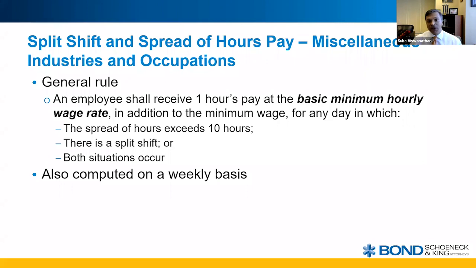A couple of other types of hidden pay entitlements are split shift and spread of hours pay. Under the miscellaneous industries and occupations wage order, an employee is entitled to get 1 hour of pay at the basic minimum hourly wage rate in addition to the minimum wage for any day in which the spread of hours exceeds 10, there's a split shift, or both situations occur. And this is also computed on a weekly basis. So again, the higher above minimum wage the employee's regular rate is, the less likely it's going to be that the split shift and spread of hours pay is going to result in an extra pay obligation. Next slide, please, Kathy.